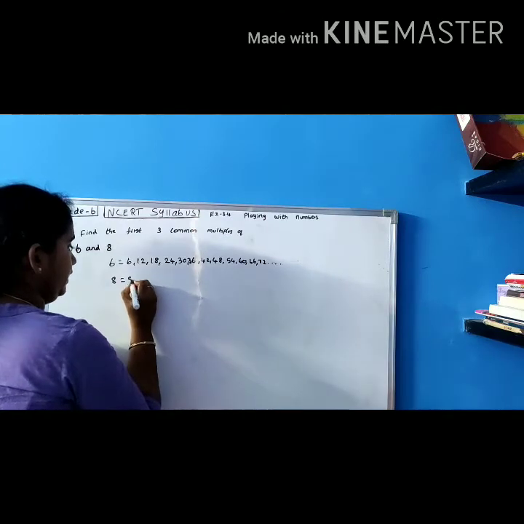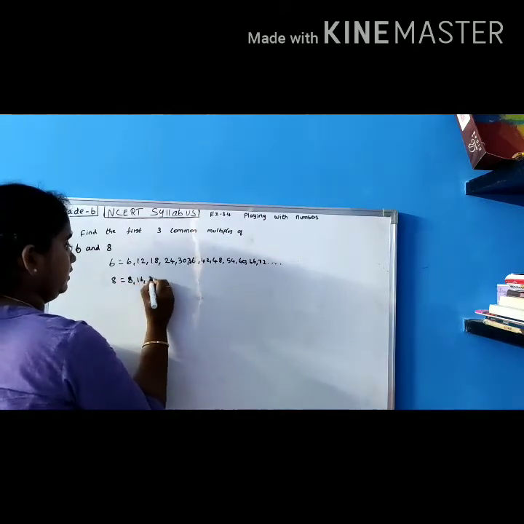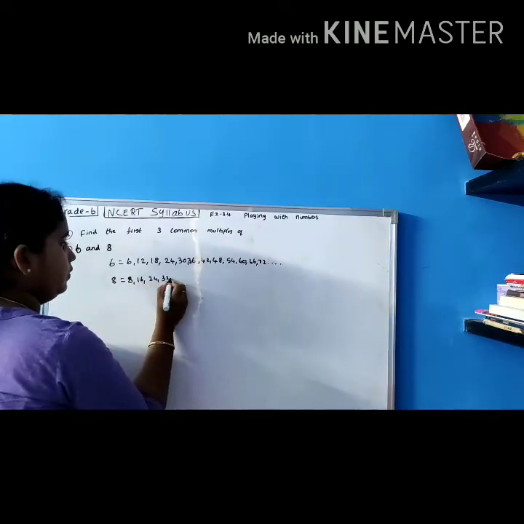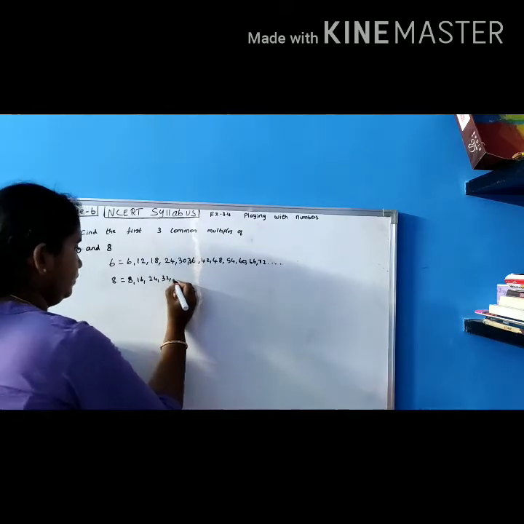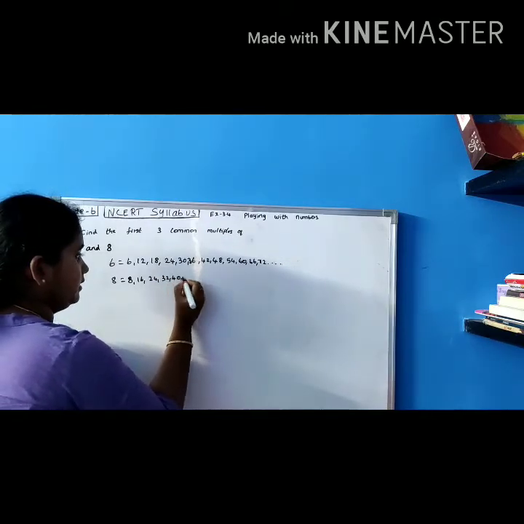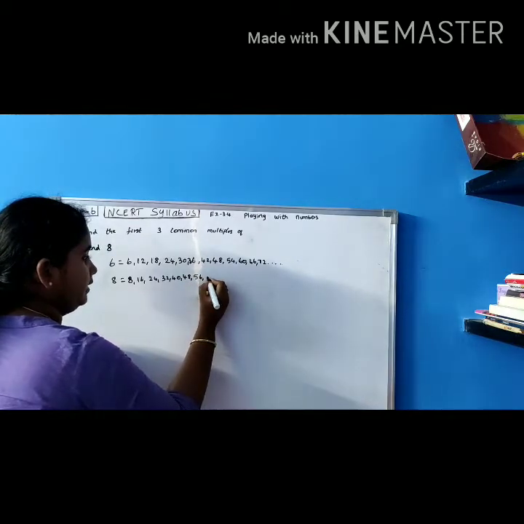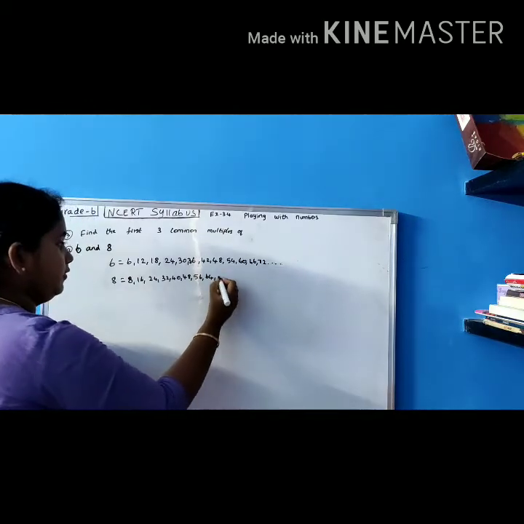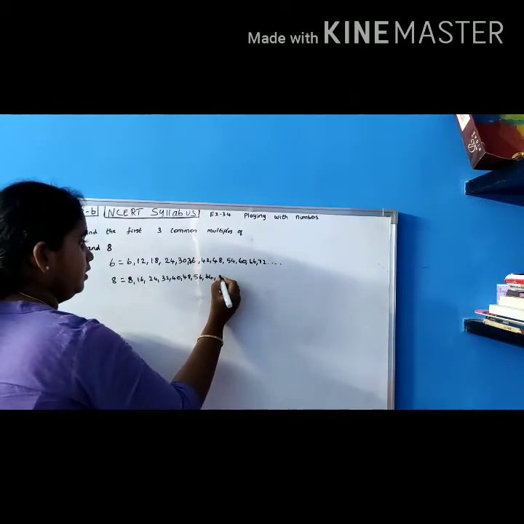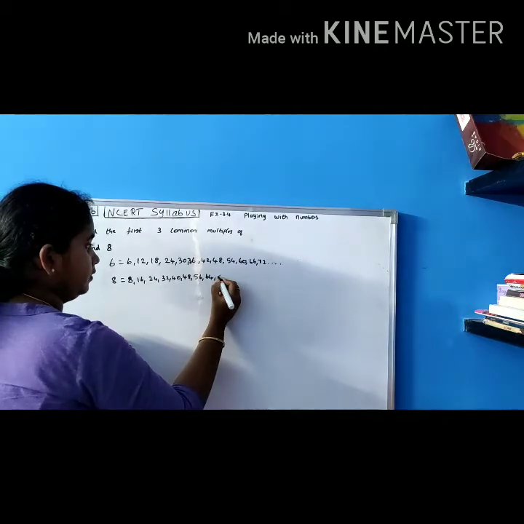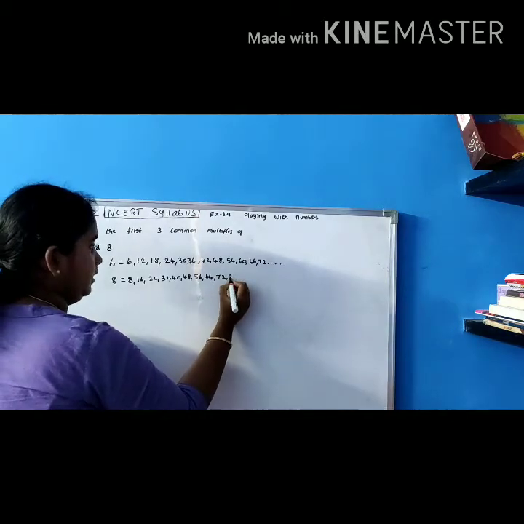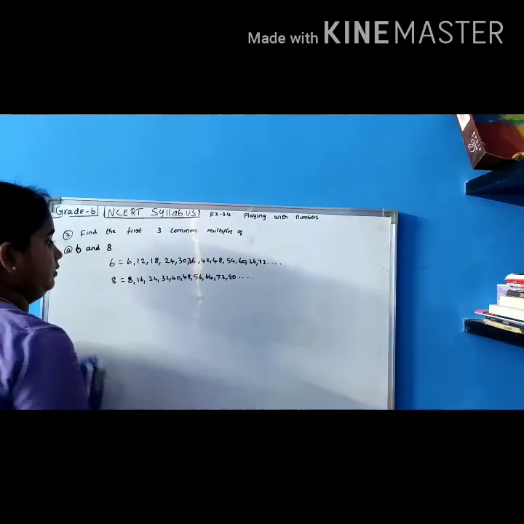Okay. So 8 table. 1 8 is 8, 2 8s are 16, 3 8s are 24, 4 8s are 32, 5 8s are 40, 6 8s are 48, 7 8s are 56, 8 8s are 64, 9 8s are 72, 10 8s are 80 and then it goes on.